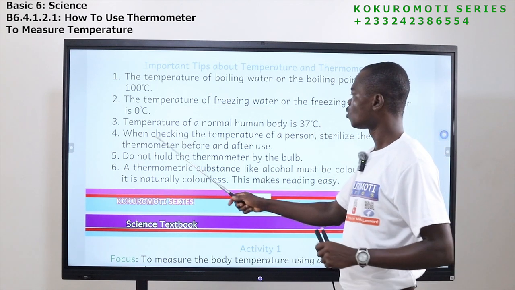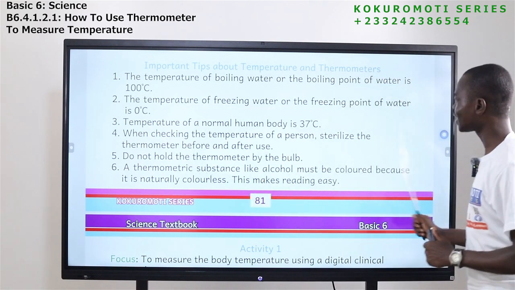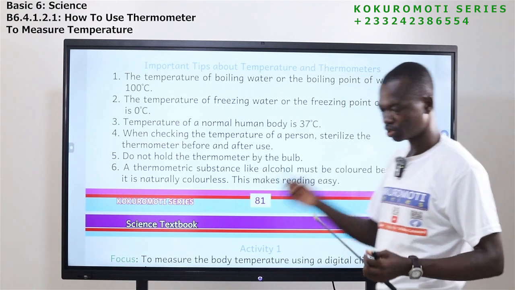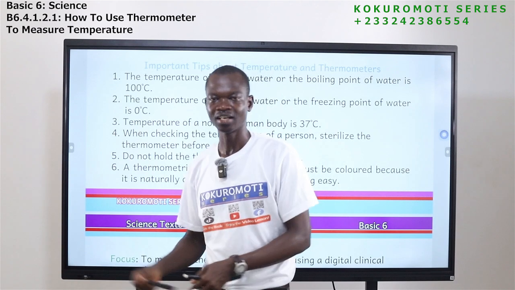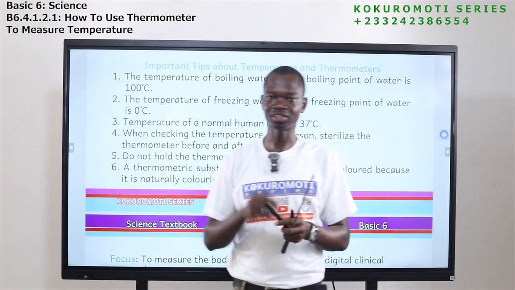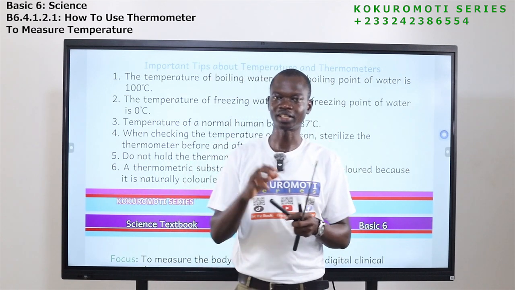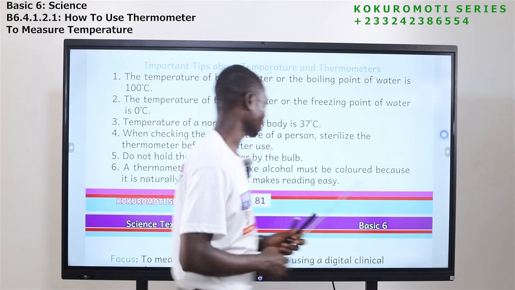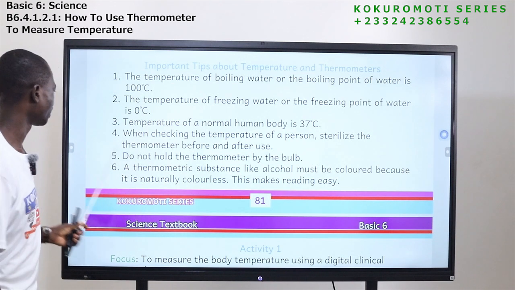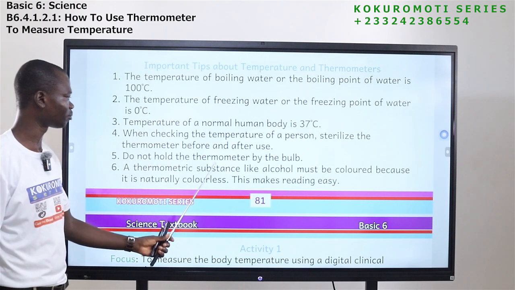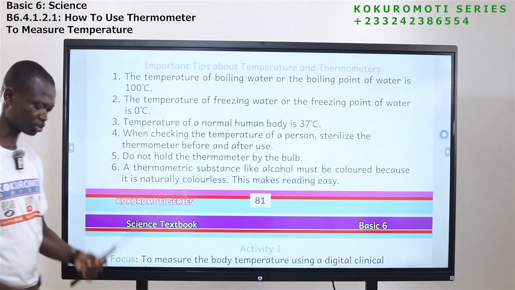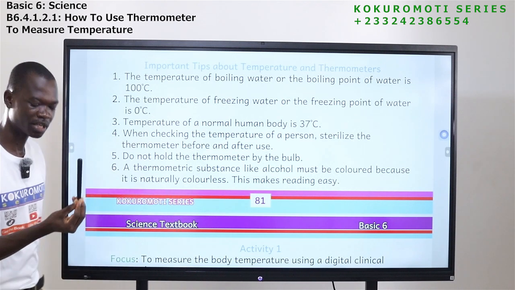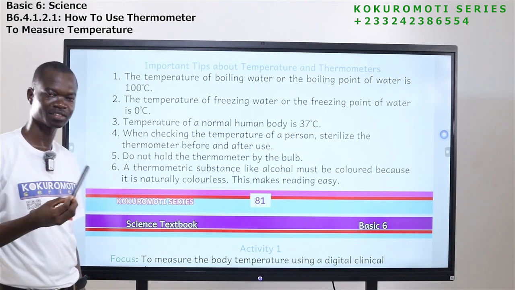Celsius. Number 4, when checking the temperature of a person, sterilize the thermometer before and after use. So if you use a thermometer on a patient, after using it, make sure you sterilize it to kill bacteria, germs and other things before you use it on another person. Number 5, do not hold the thermometer by the bulb. So where the mercury is contained, don't hold that side.